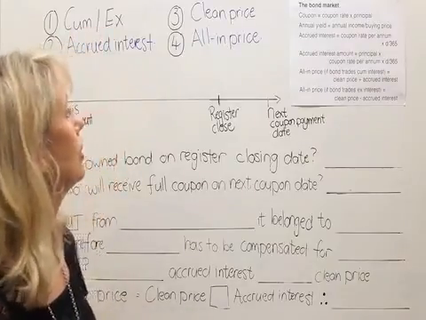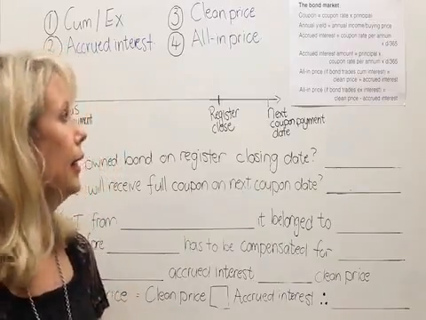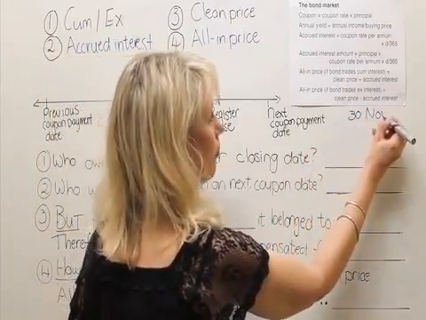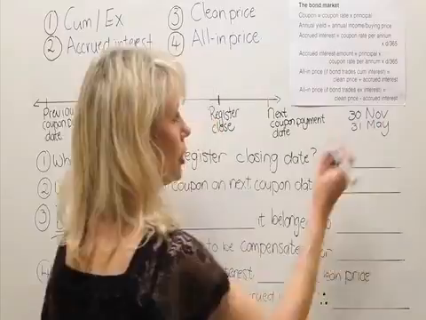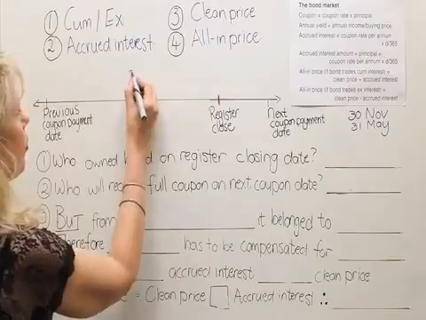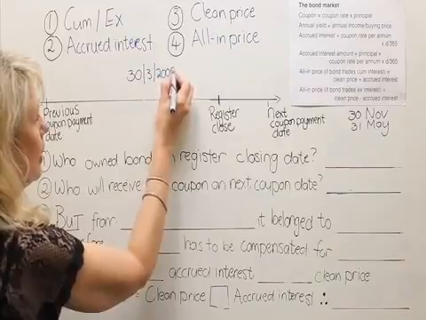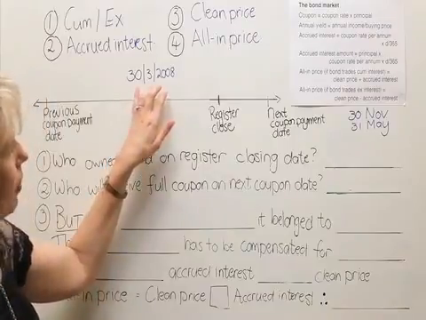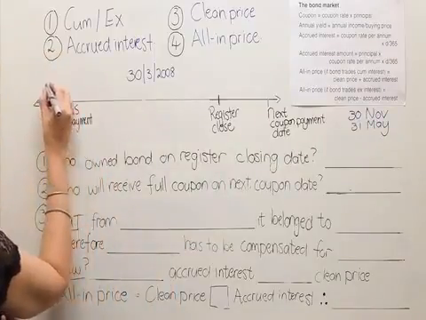30 March 2008. Now, the register closing date for bond A is 30 November. I'm going to write it down here, 30 November and 31st of May. Those are the register closing dates. So if this bond trades on 30 March 2008, what would be the previous coupon payment date? The previous coupon payment date would then be the 30th of November 2007.